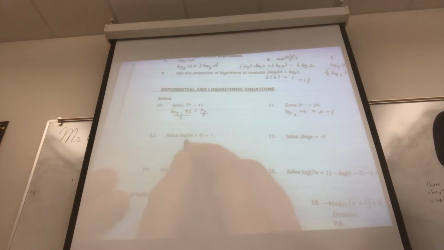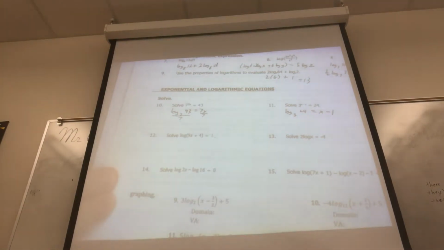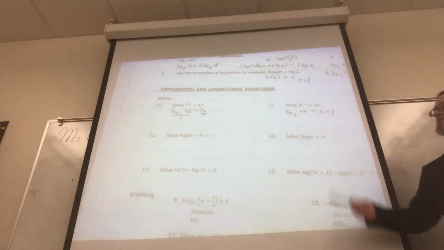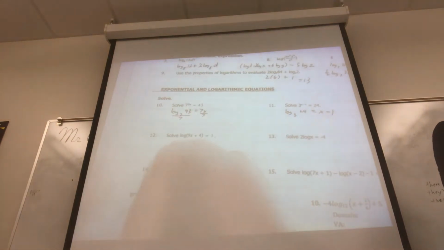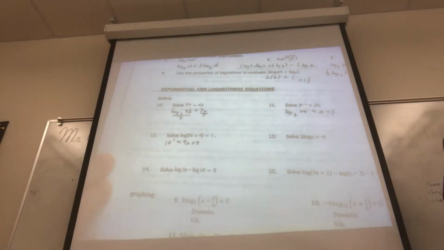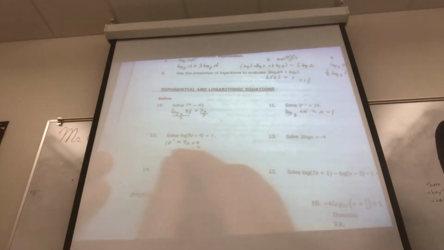On this one, there's no base to the log. It's a logarithm. I'm going to rewrite it as an exponent. There's no base to the log. So this is going to be 10. 10 to the first power is equal to 9x plus 4. Well, 10 to the first power is just 10. I subtract 4, that's 6 equals 9x. Divide by 9, x is 2/3.